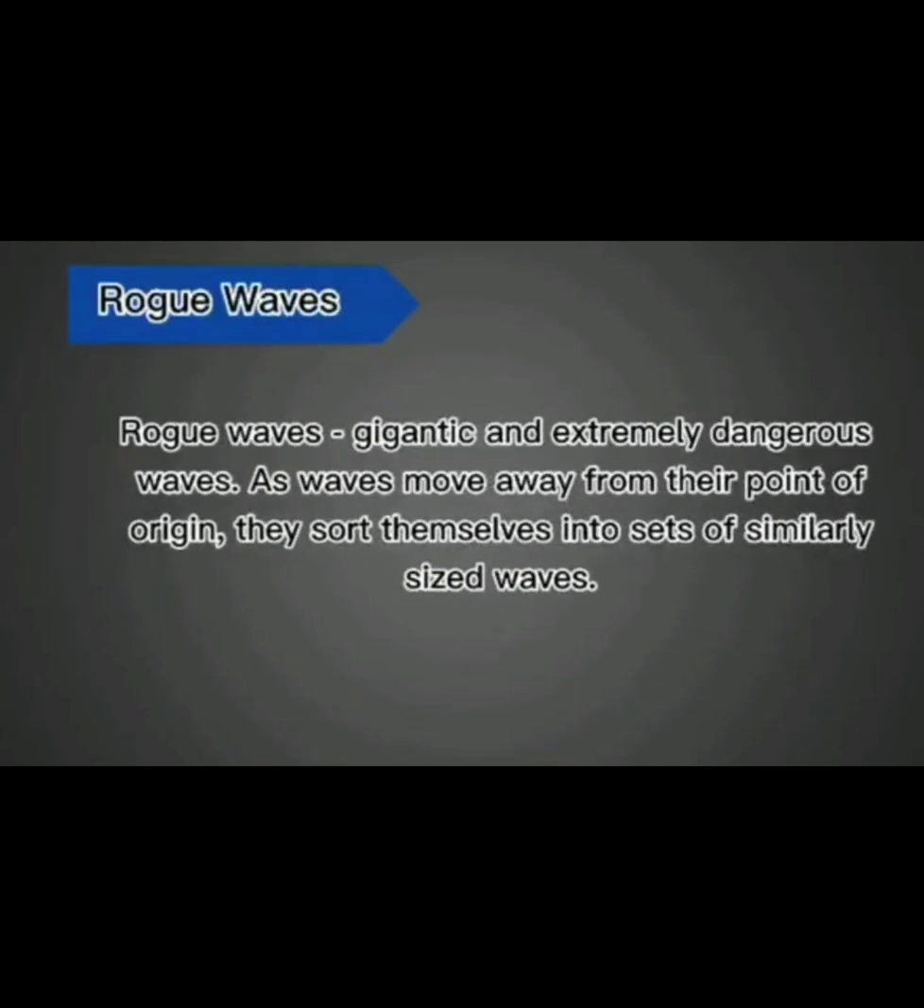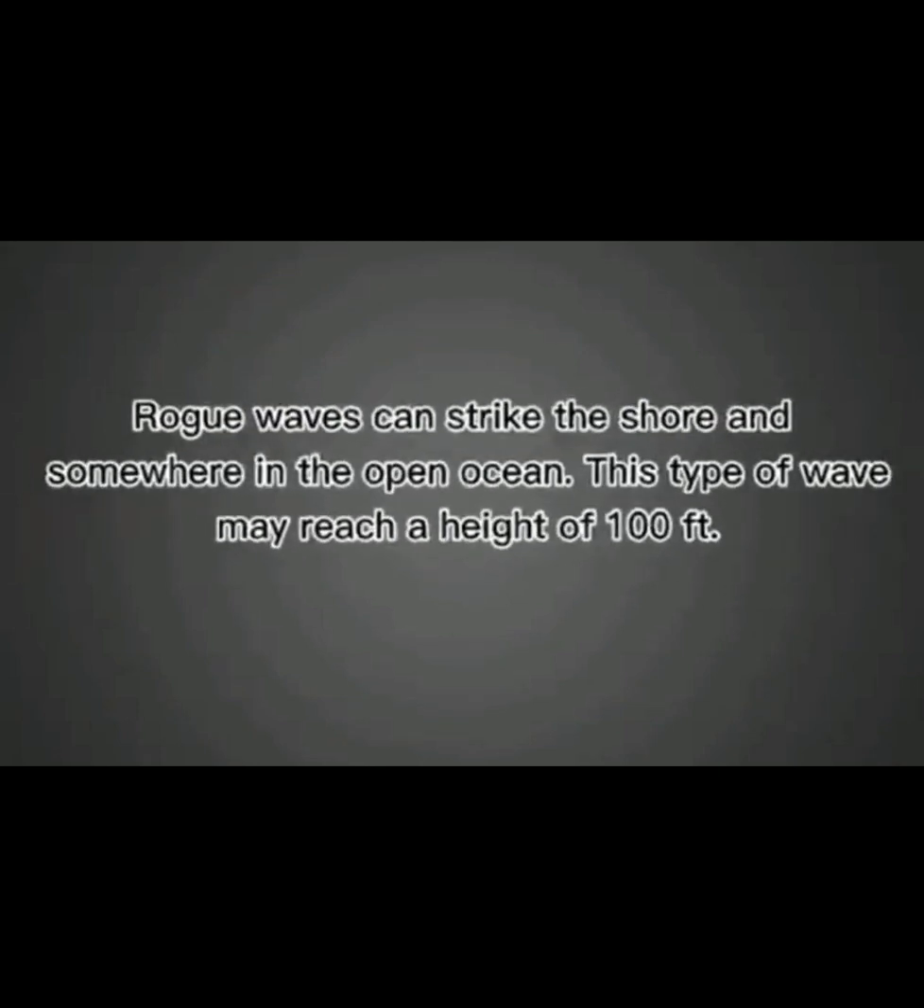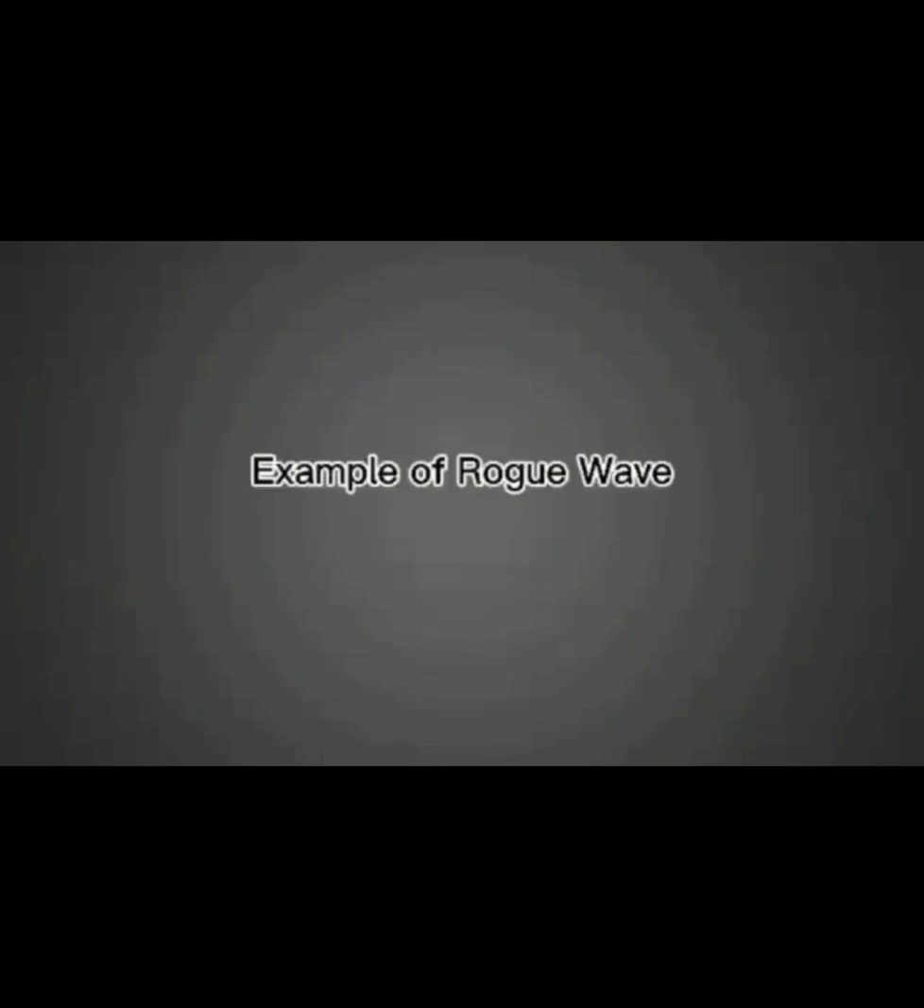Rogue wave. A rogue wave is a generic and extremely dangerous wave. As waves move away from their point of origin, they sort themselves into sets of similarly sized waves. Occasionally, a rogue wave will appear that is much larger than the rest. A rogue wave can strike the shore and somewhere in the open ocean. This type of wave may reach a height of 100 feet. Example of rogue wave.